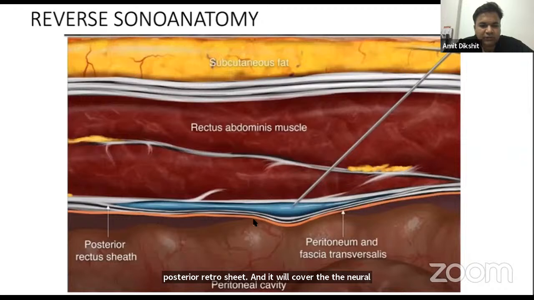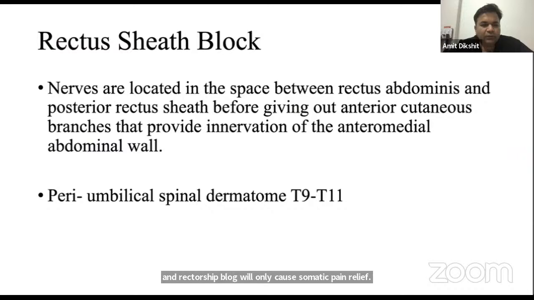Since it is not involving the fascia transversalis, the TAP and rectus sheath block will only cause somatic pain relief. They do not have any visceral component of pain relief. So in all periumbilical hernia, the nerve is located between the rectus abdominis and the posterior rectus sheath. And here, as we remember, the anterior cutaneous branch provides innervation to the anteromedial abdominal wall.